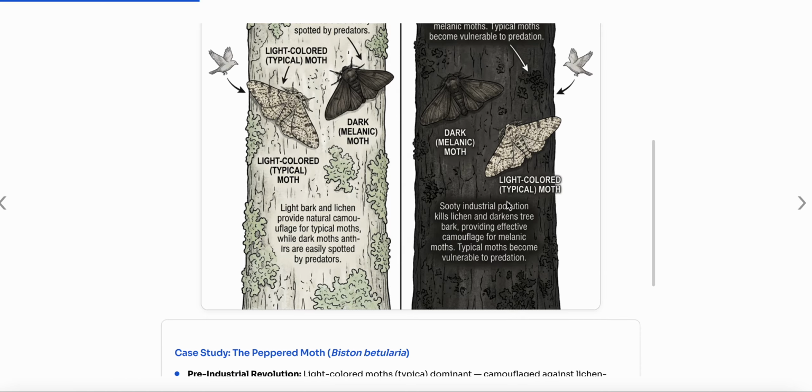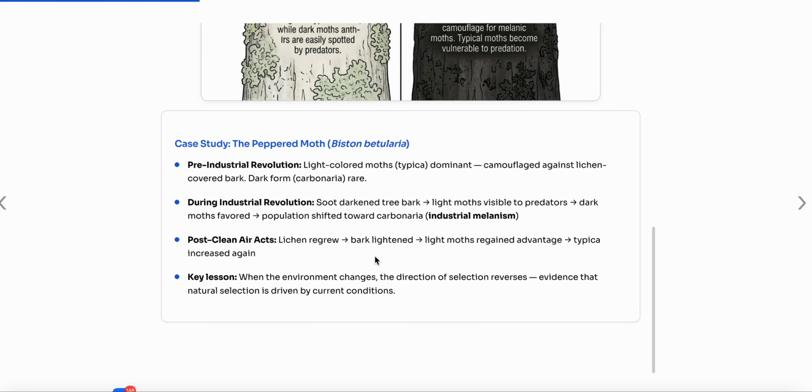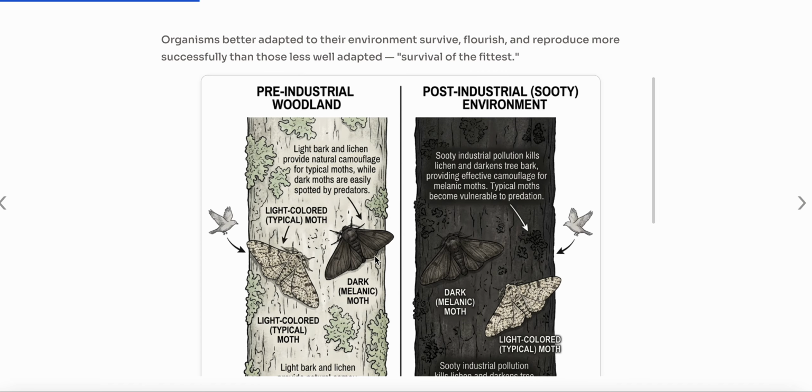So industrial pollution kills lichens and it darkens the tree bark, and it provides effective camouflage for melanic moths, and then the typical moths become vulnerable to predation. So that's a very classic case study which has been discussed many a time. The key lesson here is, when the environment changes, the direction of the selection reverses, and it is evidence that natural selection is always driven by the current conditions.